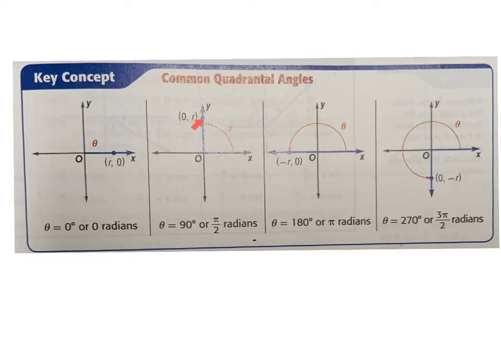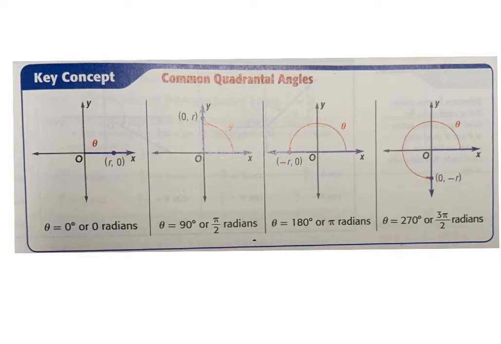When I come up here, my x value is 0 because I haven't gone left or right, and my y value is r. When I come all the way over here, my x value is negative r, and my y value is 0. And when I come way down here, my x value is 0, and my y value is negative r, because I'm creating a circle with a radius of r. So at each of these points, my radius is r.